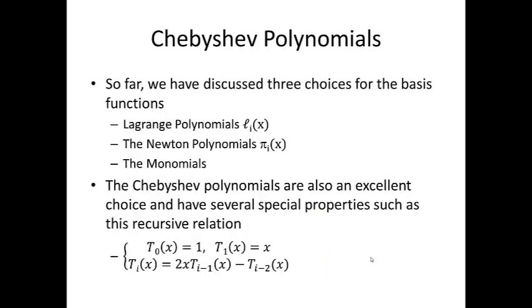Hey, it's that guy from Lab 1, Chebyshev. So far we discussed 3 choices for the basis functions: the Lagrange polynomials L sub i of x, the Newton polynomials pi sub i of x, and the monomials. Chebyshev polynomials are also an excellent choice, and they have several special properties such as this recursive relation where T0 of x is equal to 1, T1 of x is equal to x, and T i of x, for i greater than 1, is 2x times T i minus 1 of x minus T i minus 2 of x.